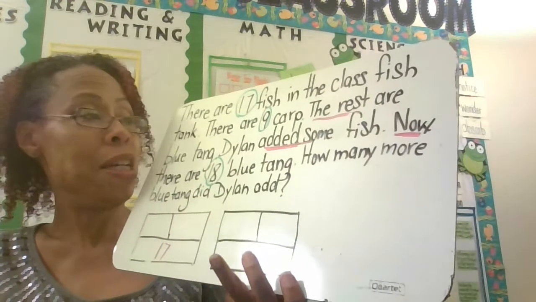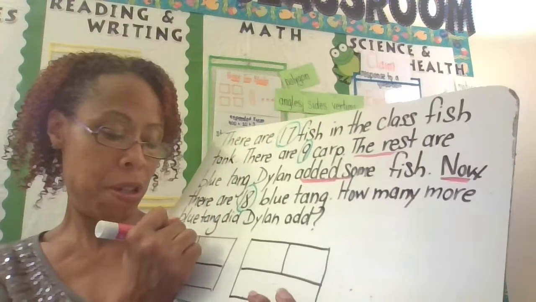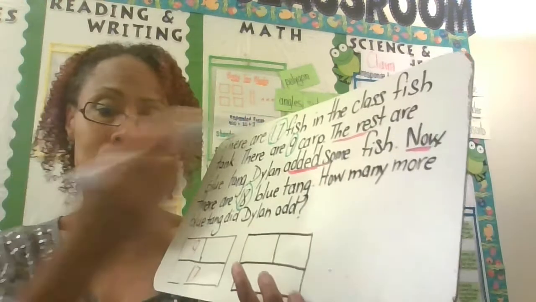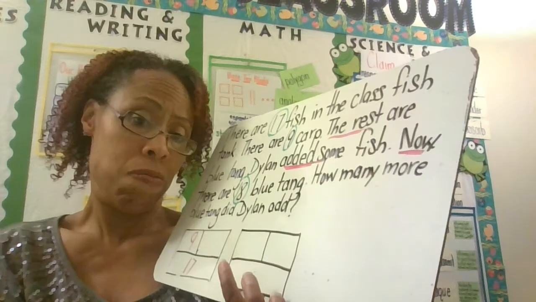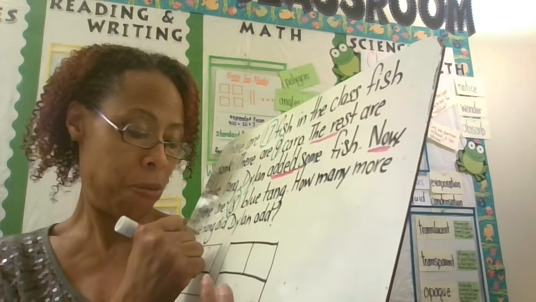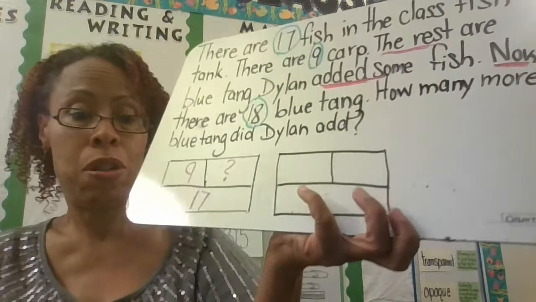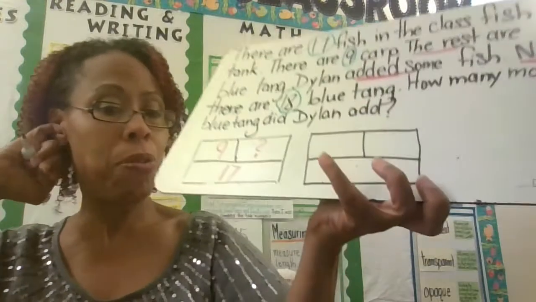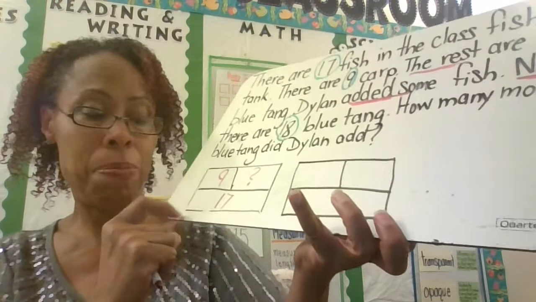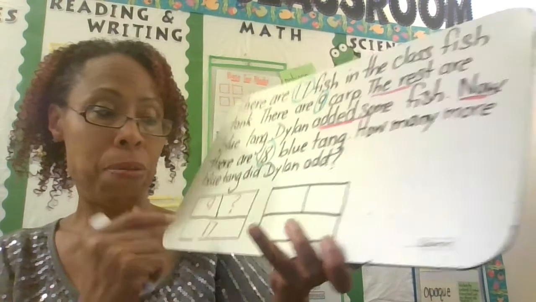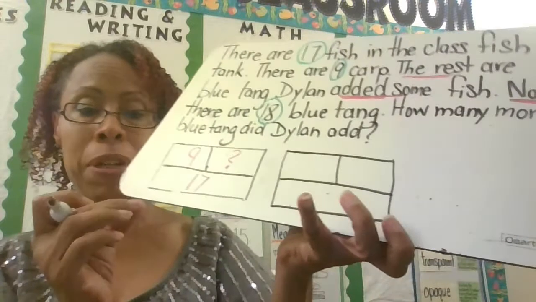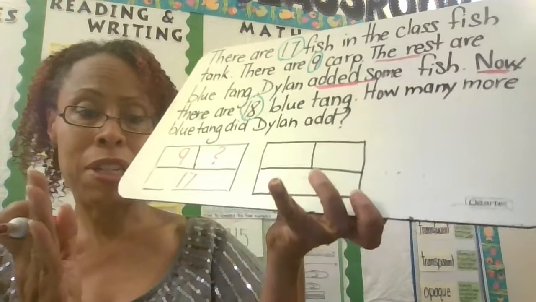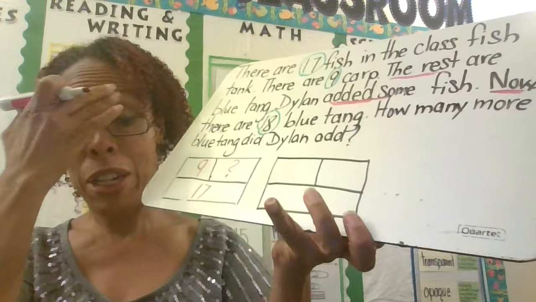So that's 17. There are 9 carp. Then it says the rest are blue tang. The rest, well, how much is the rest? We don't know, so we put a question mark. That is the unknown. This is just the first part of the problem. But before we go to the next tape diagram, let's set up an equation for this problem. Now remember, when you're setting up an equation, you're not necessarily solving it yet, but you're setting it up so you can figure out how to solve it.